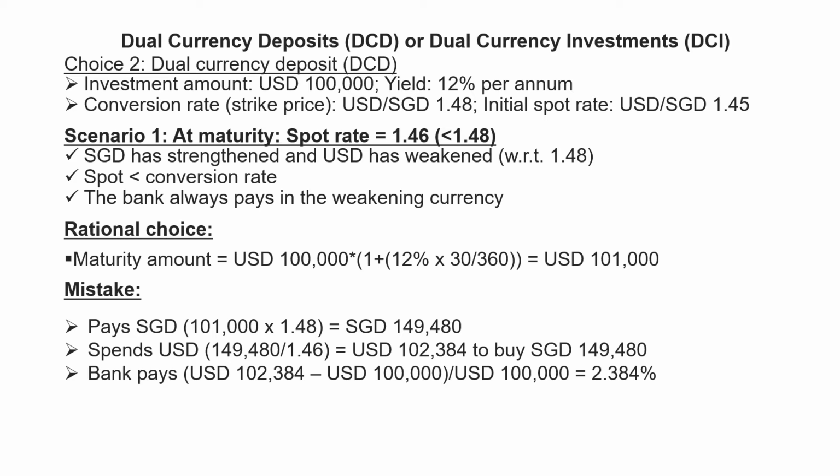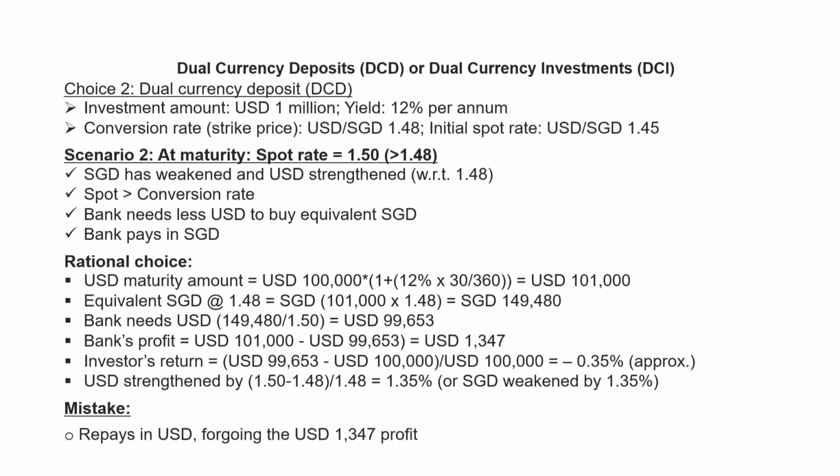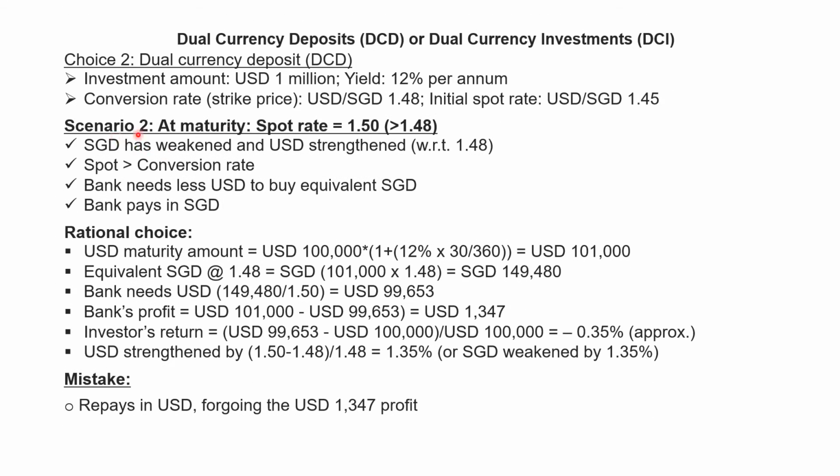Now let's look at scenario 2 of this product. Suppose the spot rate on maturity is 1.5, which is above the conversion rate of 1.48. That is, the Singapore dollar has weakened with respect to the US dollar and has moved above the conversion rate. The bank will need to spend less USD to buy the equivalent Singapore dollars because the existing spot rate is more than the conversion rate. Therefore, the bank will pay you the maturity amount in Singapore dollars. It makes financial sense to do so.